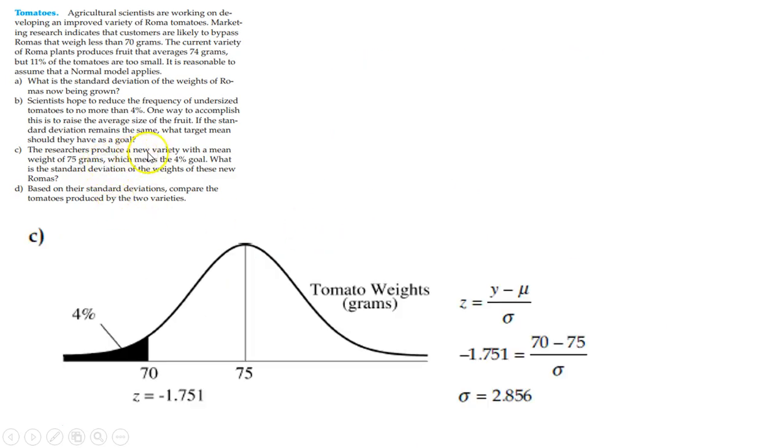So that is the target grams that we should be looking at to make that the case. The researchers produced a new variety with a mean weight of 75, which meets the 4% goal, right? What is the standard deviation of the weights of these new ones? Well, now we know that it is 75. We still know that we're talking about 70 is what we're looking for here. The 4% lower we just did, that was negative 1.75, so we multiply it, that's negative 5, right? And then after that we divide by that to get our new standard deviation.